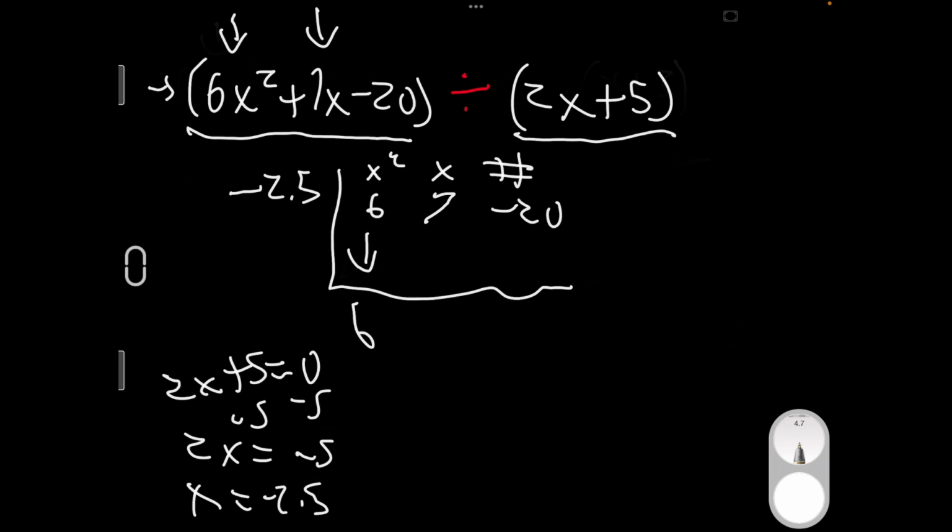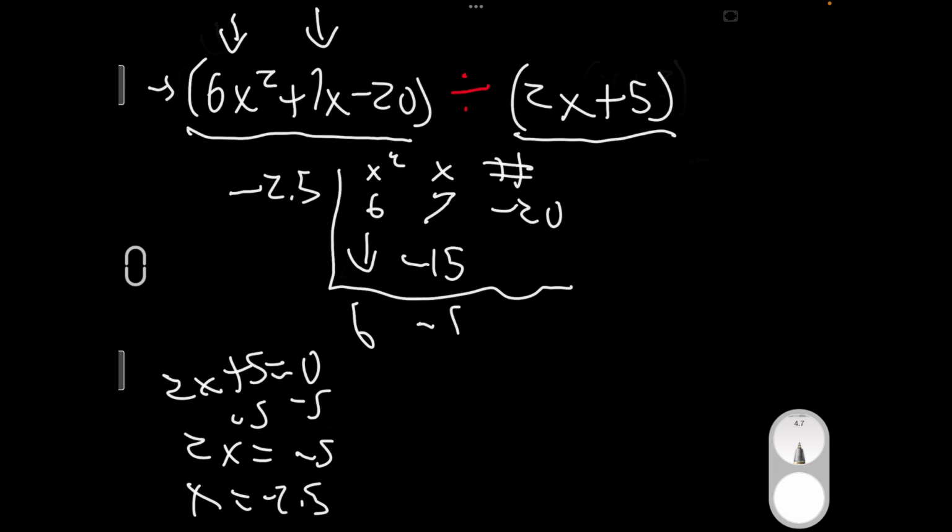So now we have the first number, we can multiply it by the corner number. We repeat the process of multiplying, drag down, adding, all that. So negative 2.5 times 6, that is negative 15. So once we get here, we add them together. 7 plus negative 15, that is negative 8.